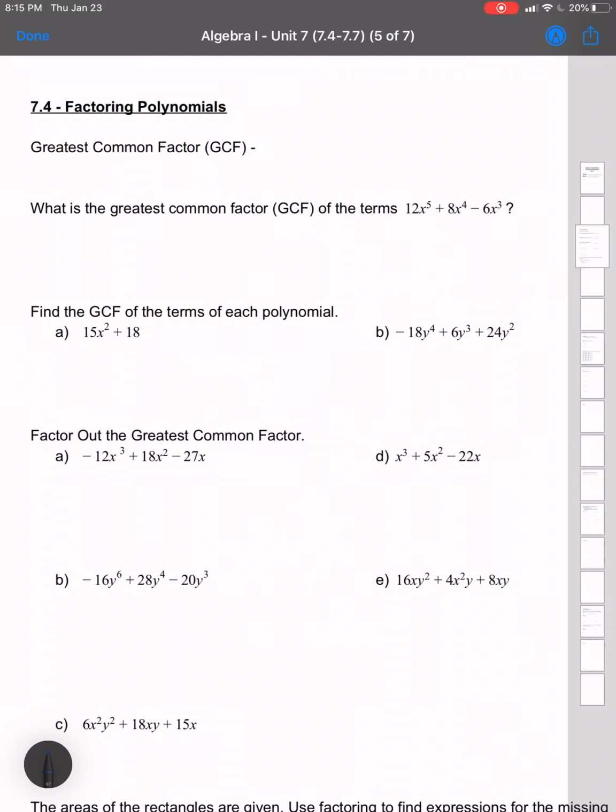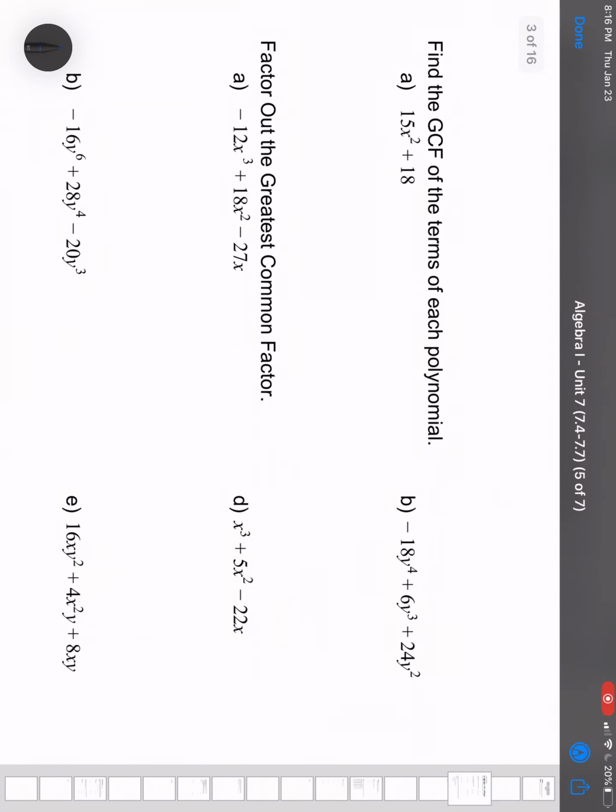Okay, so today we're going to start learning about the first steps of factoring polynomials, and that first step is the GCF. So the greatest common factor is the largest monomial that can divide a polynomial. The largest monomial that can divide a polynomial.